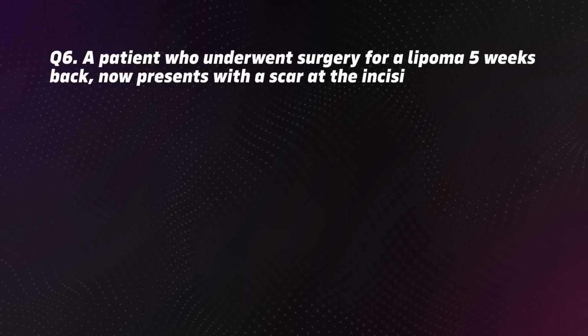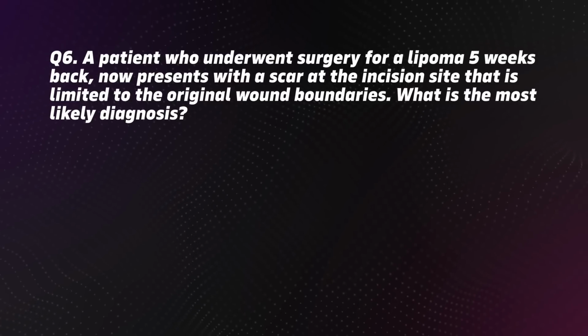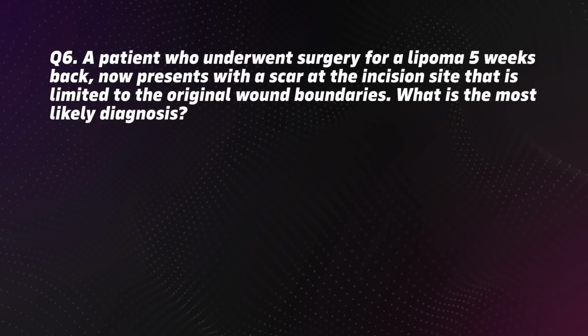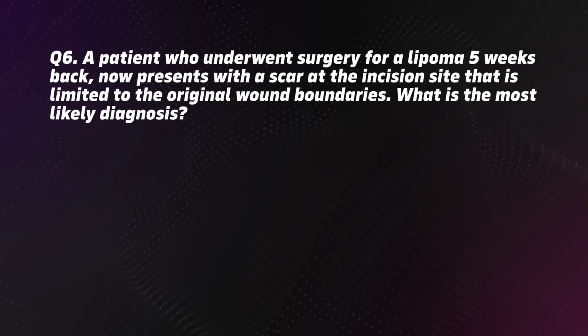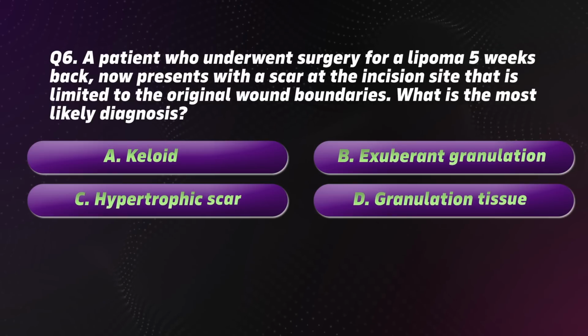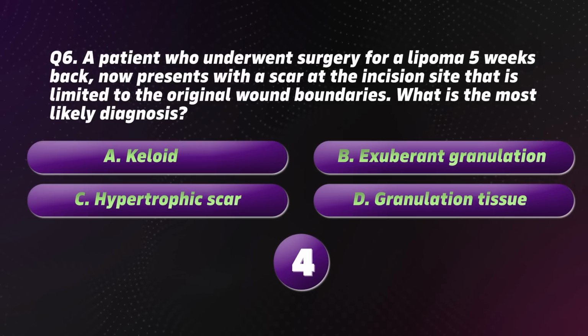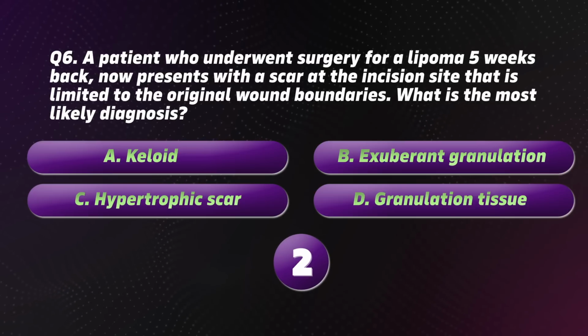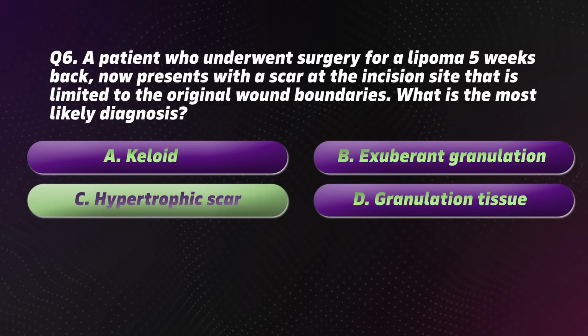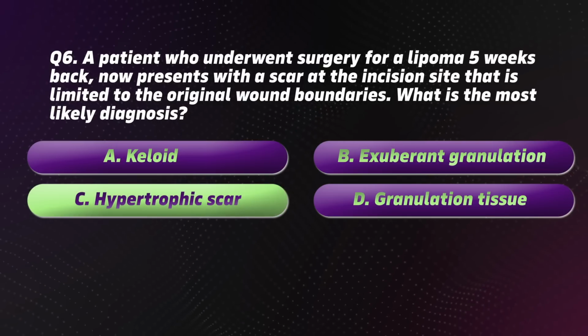Question 6. A patient who underwent surgery for a lipoma 5 weeks back now presents with a scar at the incision site that is limited to the original wound boundaries. What is the most likely diagnosis? Here are the options. A. Keloid. B. Exuberant granulation. C. Hypertrophic scar. D. Granulation tissue. And the correct answer is option C, hypertrophic scar.